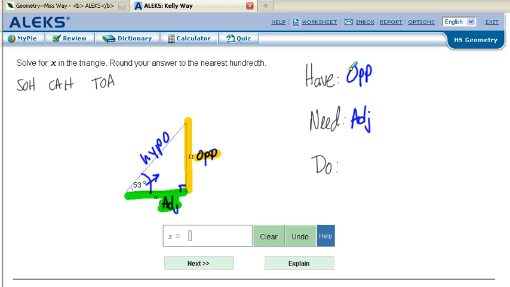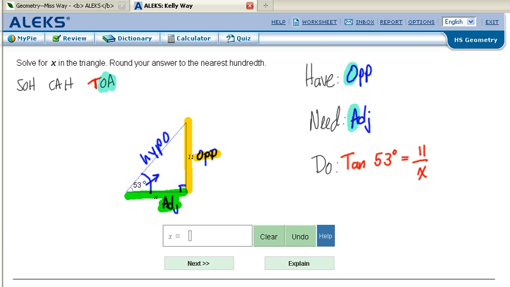Now, take a close look. We have an O and an A, and we ask ourselves, what goes with OA? OA, opposite and adjacent. In this case, it's tangent. So we're going to be using the tangent ratio. So we know tangent of 53 degrees equals the opposite, which is 11, over x.